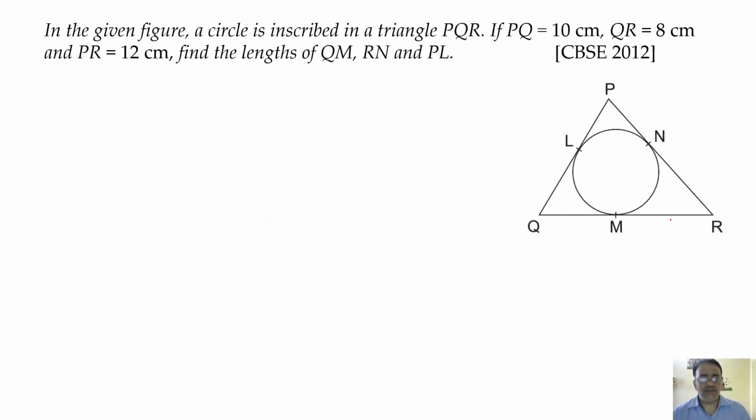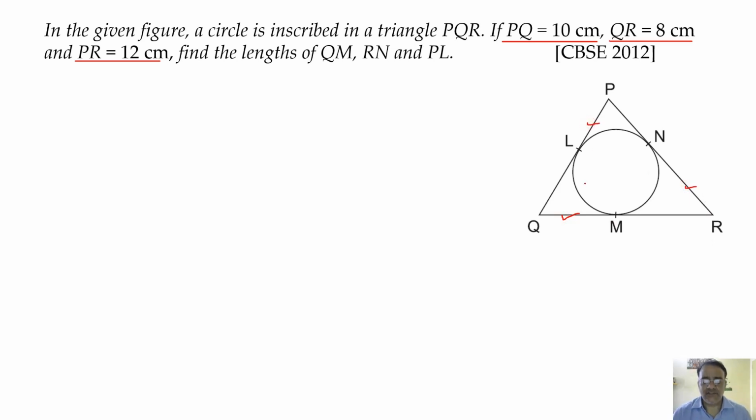Right. So next question. This is CBSE 2012 question. In the given figure, a circle is inscribed. Inscribed means अंदर. Circumscribed means बाहर. ठीक है? In a triangle PQR, PQ is equal to 10 centimeters, QR is equal to 8 centimeters and PR is equal to 12 centimeters. Right. Now we need to find the lengths of QM, RN and PL. ये तीनों length निकालना है.